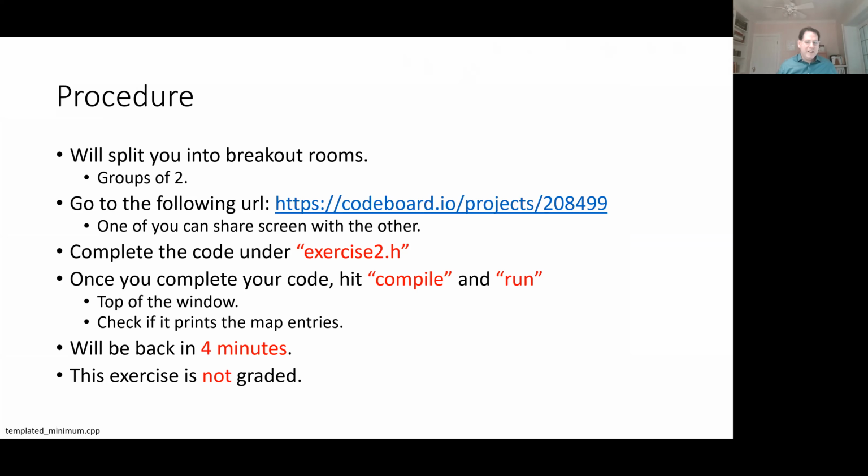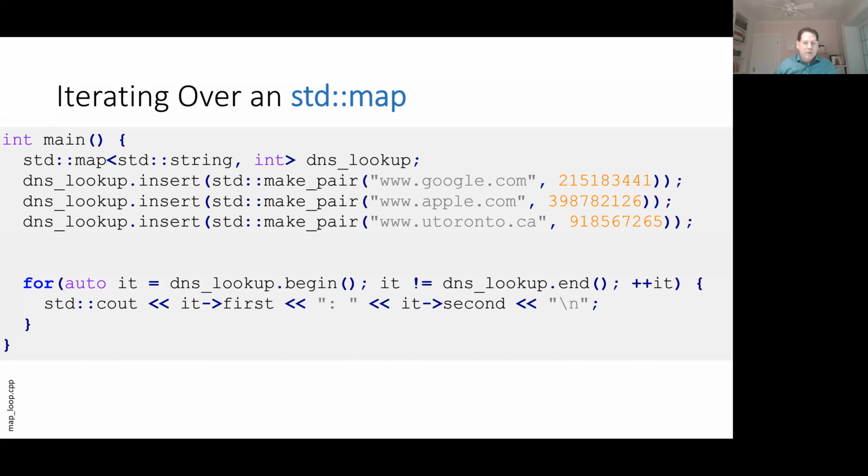If there are any questions, type them in the chat. But this is the typical solution to this. So we make an iterator that points to the beginning of the binary search tree, and as long as it's not equal to the end, we keep incrementing it. The type of this iterator is going to be a bit complicated. It's going to be the iterator to a map of a string and an integer.